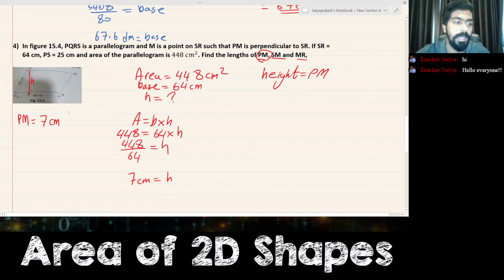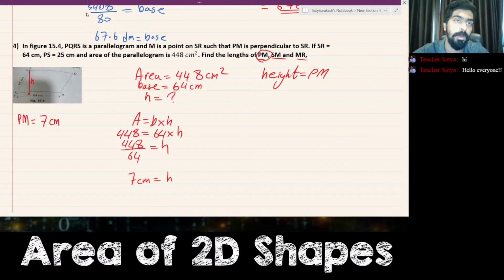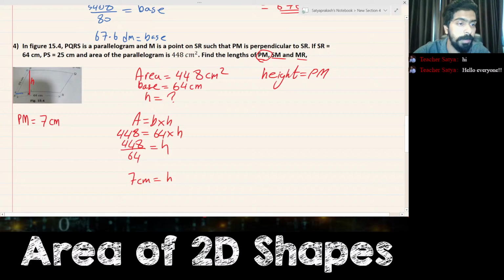Right guys, now we can find SM pretty easily. Now if you take a look at this, we have a figure that looks like this. So we have a triangle. I've enlarged it for you. So this is P, this is M, and this is S. We have this as 25 centimeter and this as 7 centimeter, and we are going to find SM. We would be using the Pythagoras theorem to find the value of SM.